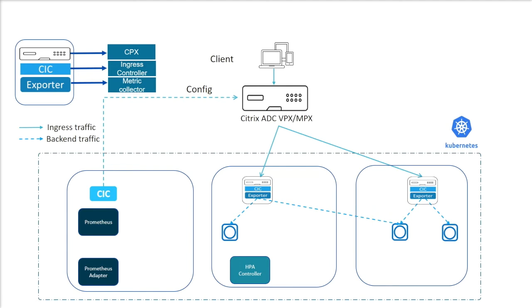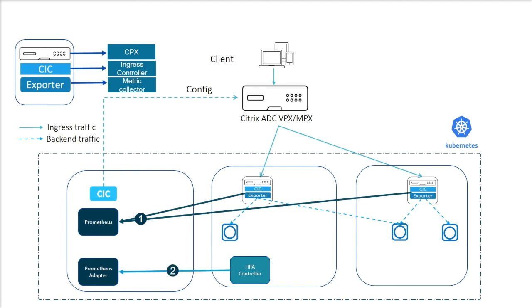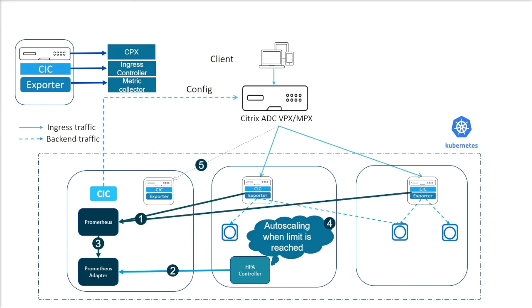Now that we have familiarized ourselves with the components, here is how the autoscaling will take place. The exporter will provide metrics to Prometheus. Whenever the HPA needs this metric, it will poll the Prometheus adapter, which will get the metrics from Prometheus. And as soon as the load crosses a particular threshold provided in the HPA, the CPX deployment will be autoscaled and a new pod will be deployed. This new pod will again be load balanced by the VPX that we have in tier 1.